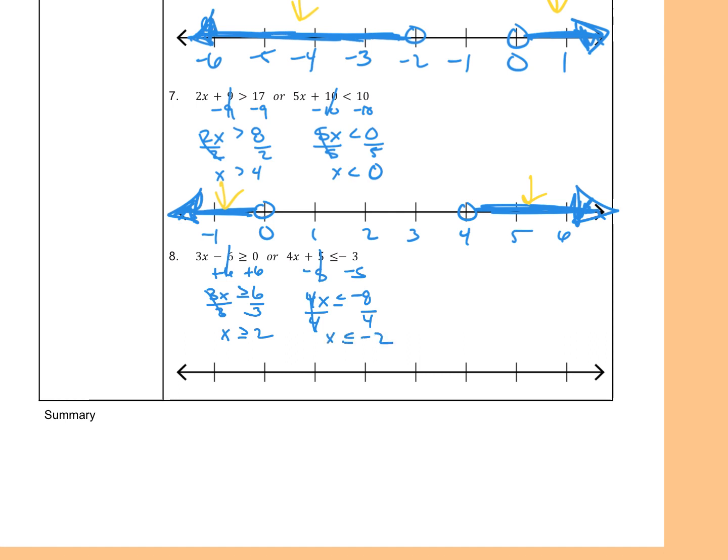So I need, let's see, -2. Okay, I need a closed circle at both. So closed circle at -2, closed circle at +2. I need values that are greater than the +2 and less than the -2. Then any notes you want to write off to the side to help you remember which way these should go, you can do that.